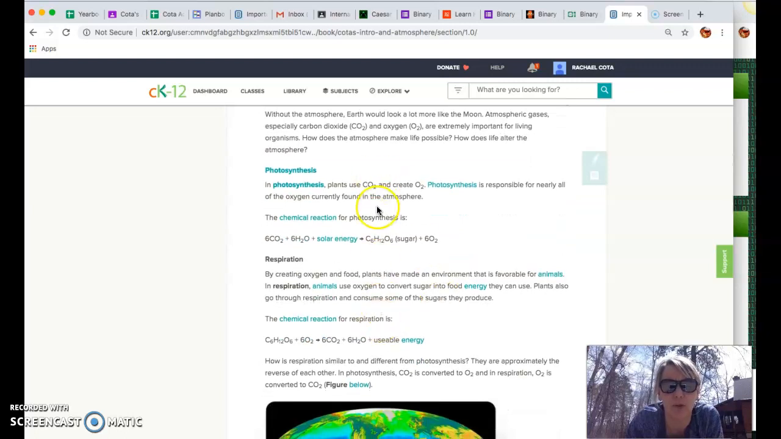These couple little equations right here are just the equations for photosynthesis and for respiration. And these two things are opposite reactions, right? Plants take in CO2, water, and solar energy, and they convert it into something that they can use, and then they give off oxygen. And then the opposite of that, this is what we do. We take in that oxygen and CO2 and sugars, and we can convert it into usable energy.